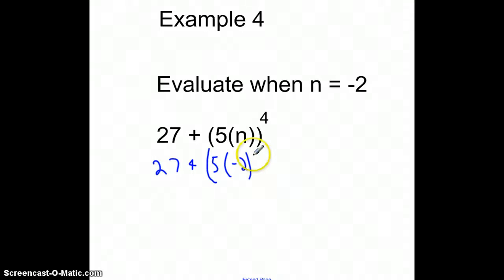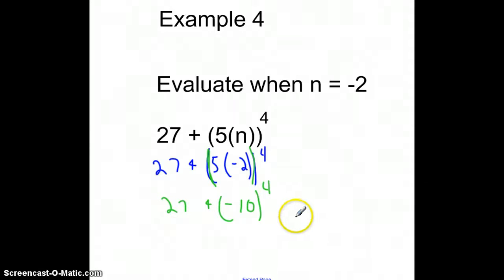Notice where the exponent is. Again, our order of operations tells us PEMDAS, so let's start in the parentheses. We start inside these parentheses. This 4 goes on these whole parentheses right here. So this 4 covers these parentheses. So everything inside these parentheses is to the 4th power. So 5 times negative 2, well, that's negative 10. And that is to the 4th power, plus 27.